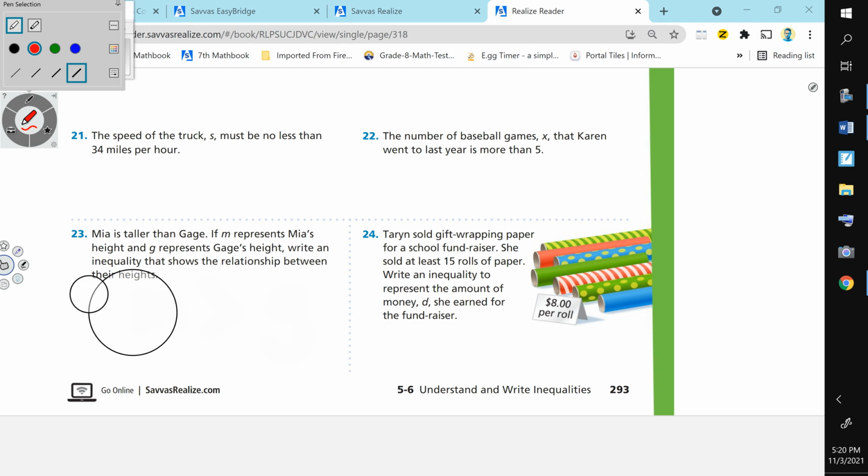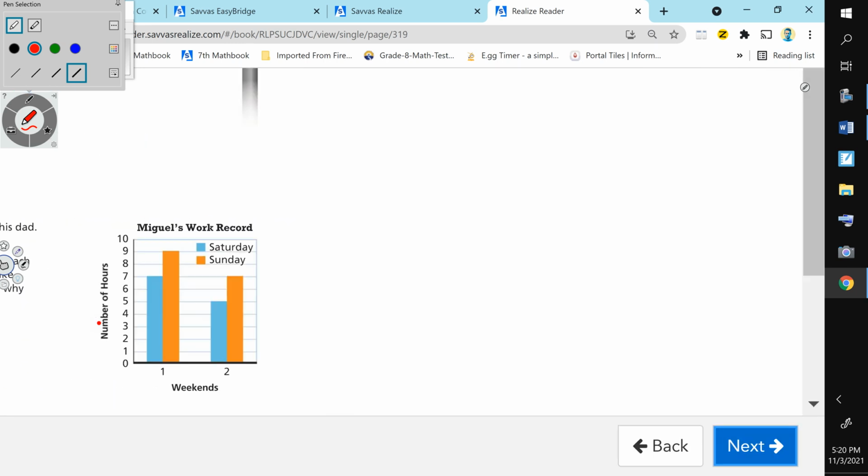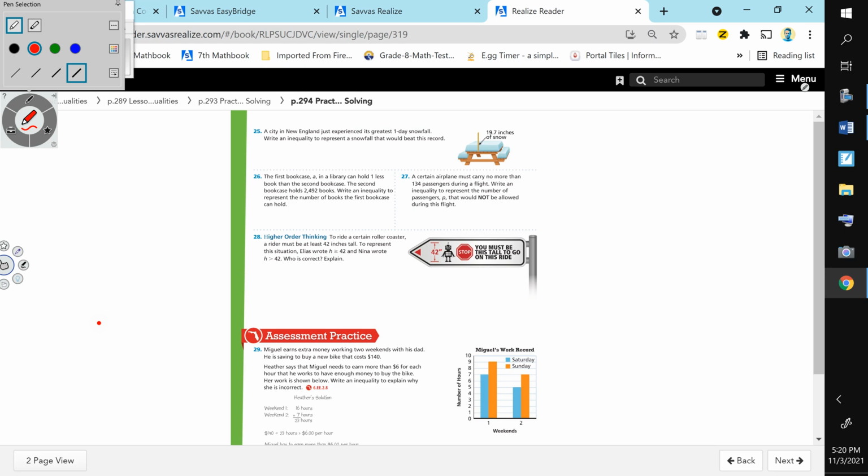And I think I'm going to be done. I don't know if there's any on the back of the sheet to give you that I'm going to give you. I don't think there is. Yeah, actually there are. To represent snowfall that would beat this record, well, to beat it, it can't be equal to, it has to be greater. So you need the snowfall to be greater than 19.7 inches. I don't think I did that. I definitely think I did 27.